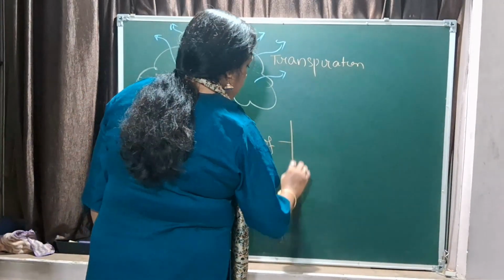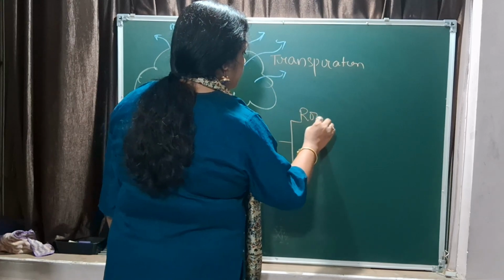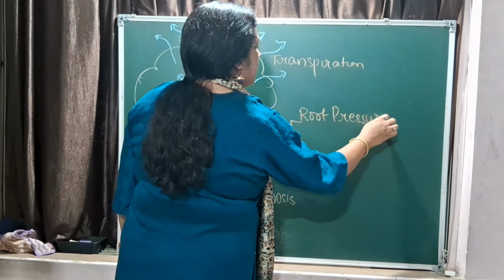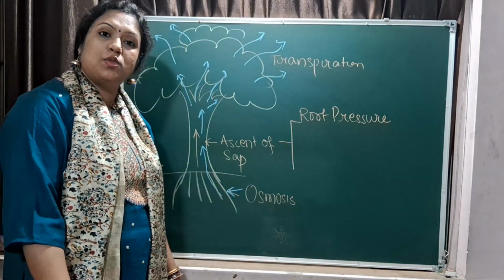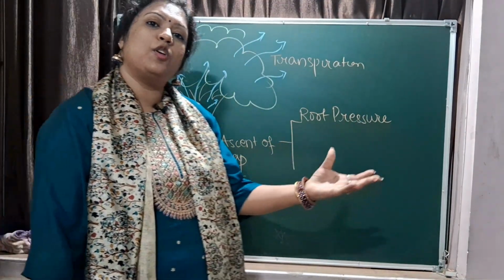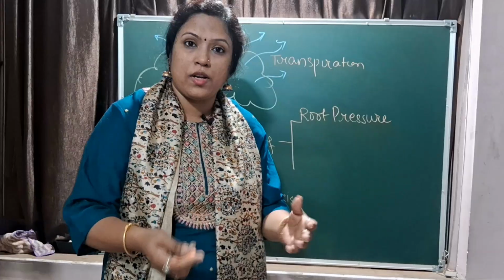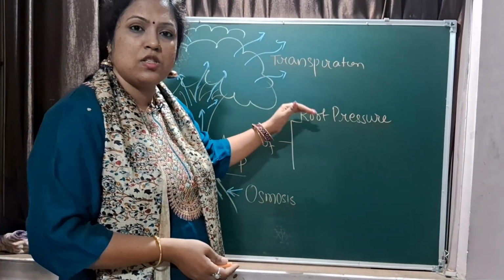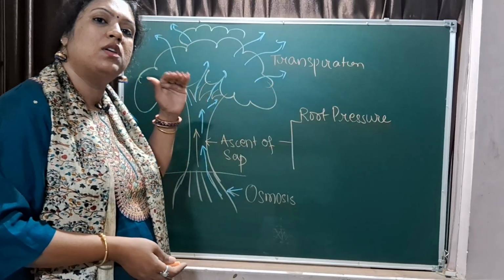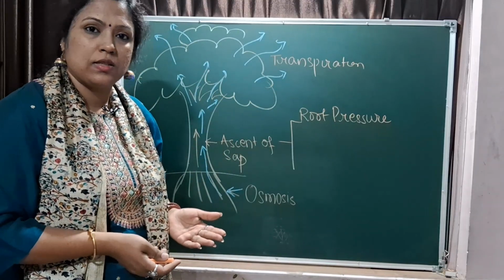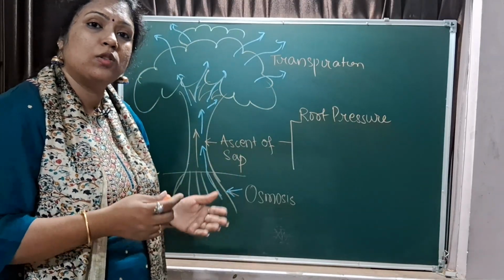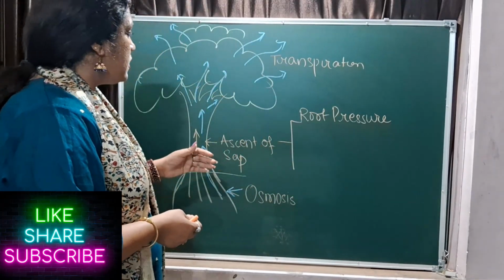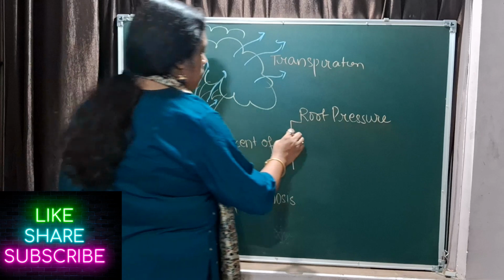So what are the forces which help in the ascent of sap? Now the initial force is the root pressure. Root pressure is the pressure developed in the cells of the root because of the movement of water from the soil into the root by the process of osmosis. But this pressure is not enough to make the water rise for more than 2 meters. So imagine how the water will go for a coconut tree, isn't it? So in this case there are other forces also.